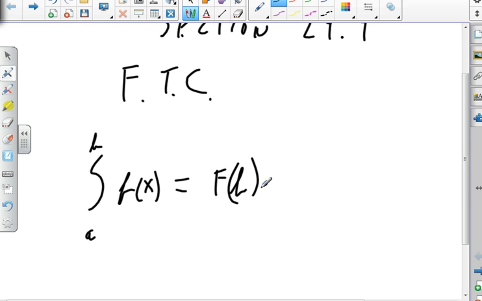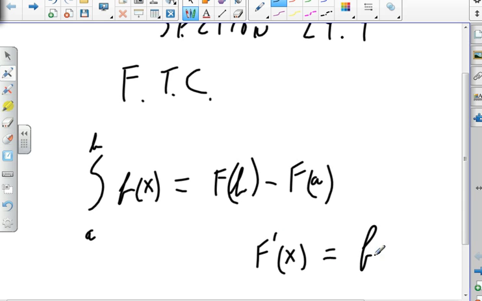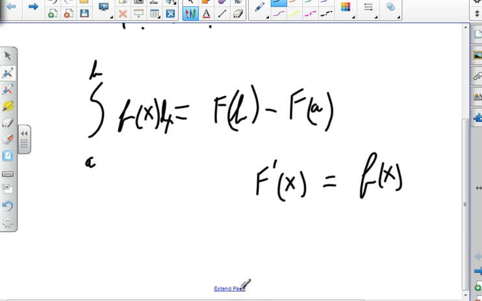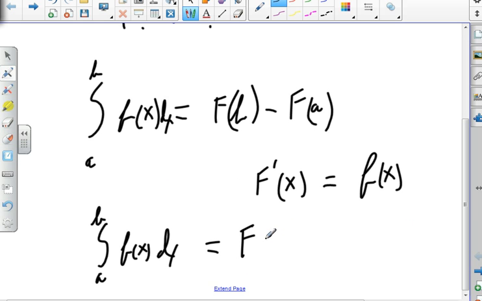F at b minus F at a, where F prime of x is f of x. And we better throw a dx in there just to make everybody happy. The shorthand we're going to do is integral a to b f of x dx is equal to F of x evaluated at a and b. So that's how we write that as shorthand, but that's what we're doing.